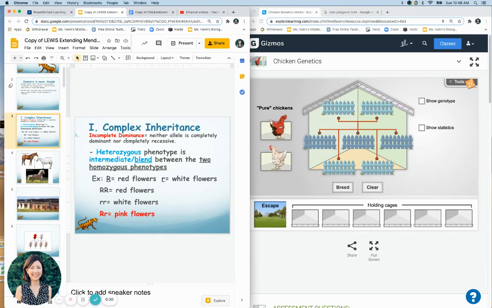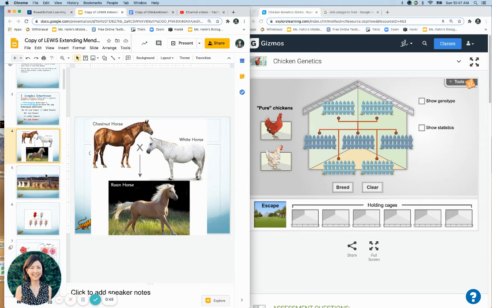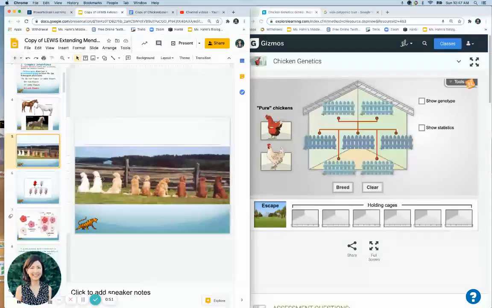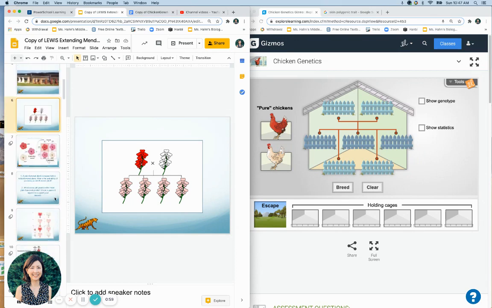Sometimes they have something called incomplete dominance where they blend. So rather than one being dominant over the other, like brown over the white, instead they will blend to form a kind of intermediate color. So that's incomplete dominance. And these are some pretty puppies, and flowers can do the same thing where it's not just all red, but it's a blending of the two.